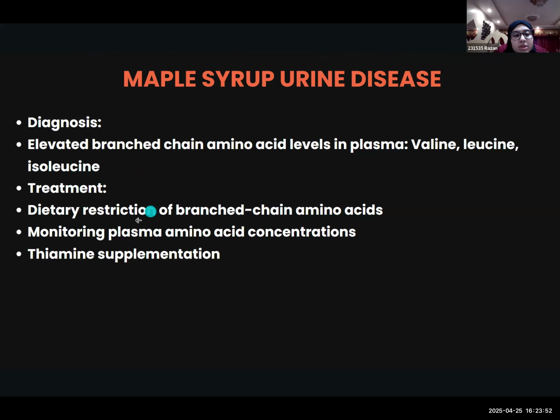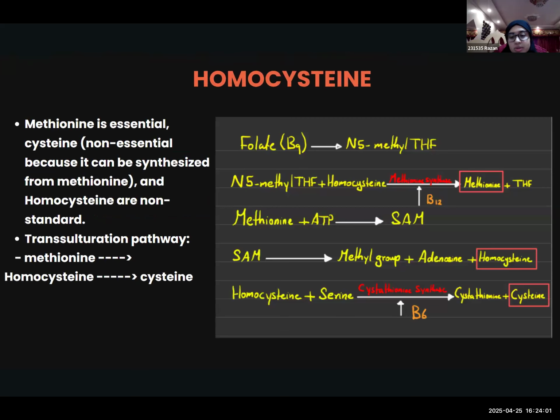So how do you treat them? Just dietary restriction, monitor their plasma concentration, and also supplement them with thiamine, because thiamine is one of the cofactors that's needed for this enzyme. So it could be that this thiamine is deficient.